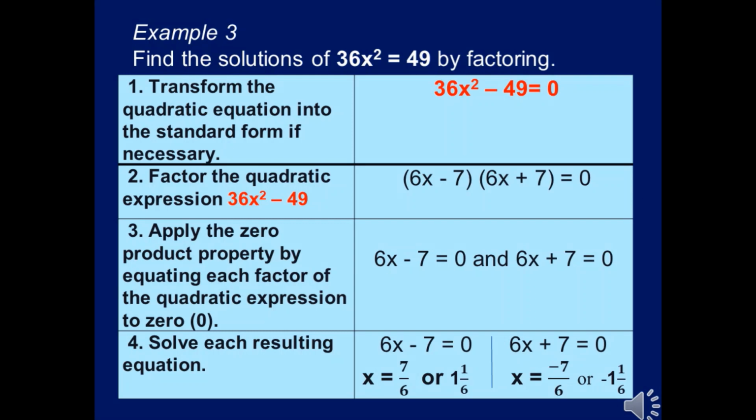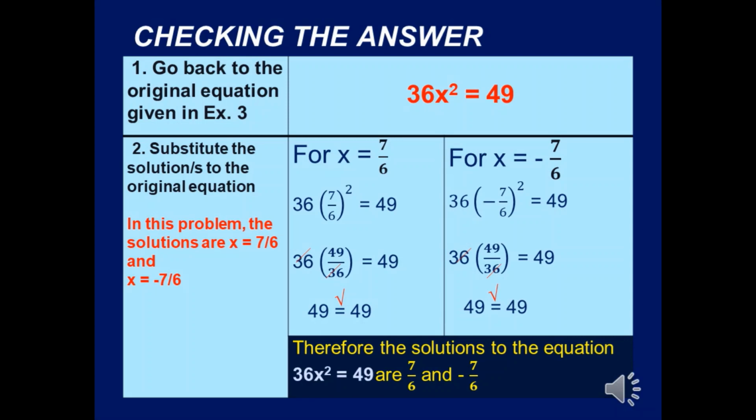Okay, so again, we need to be sure with our answer. So we need to check by substituting these two values to the original equation. So let's now check our answer. Our solutions to the given equation are 7 over 6 and negative 7 over 6. It's a fraction, so we replace the x here with these two values. For x equals 7 over 6, we have this one.